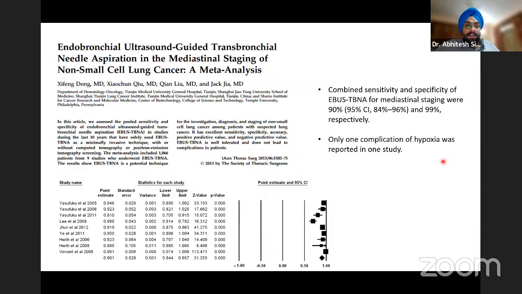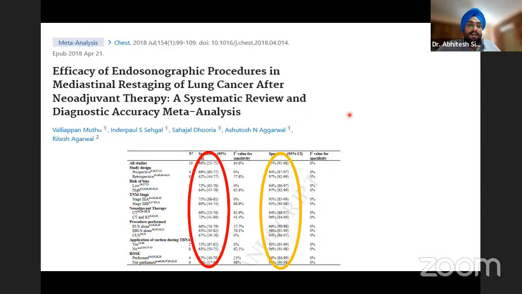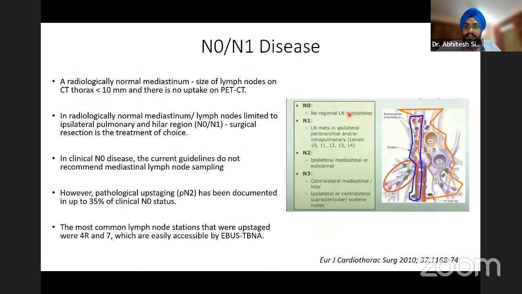Another meta-analysis looked at the sensitivity and specificity of EBUS. Again, it showed that we have close to 90 to 99% sensitivity and specificity for mediastinal staging. This sensitivity, when seen in the recurrent setting or post-systemic therapy setting, is similar, with similar specificity for EBUS and EUS.